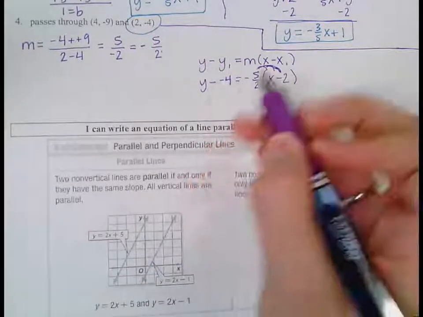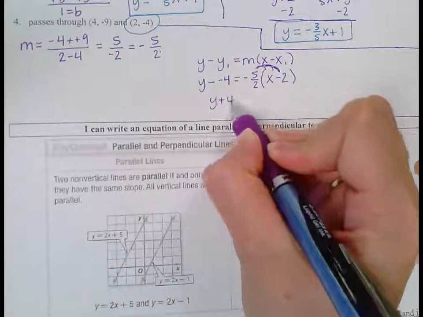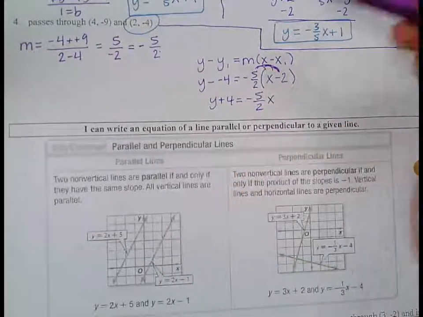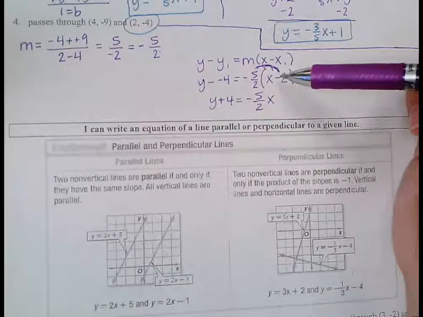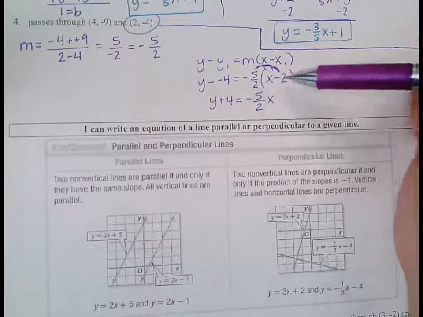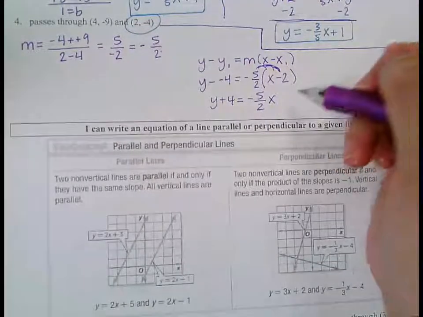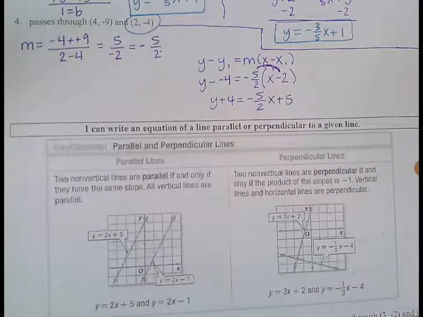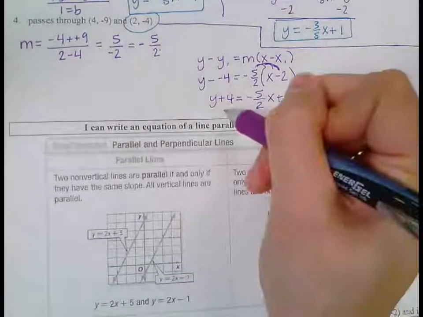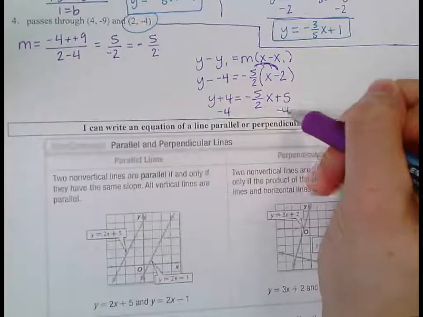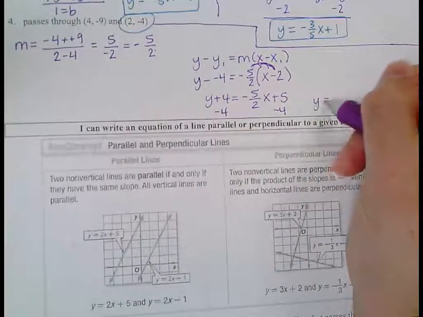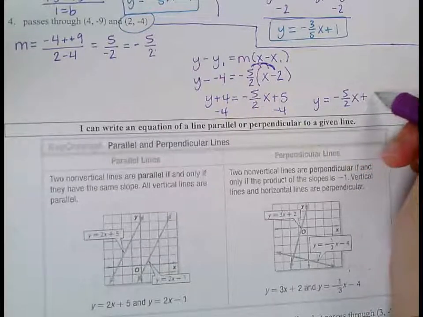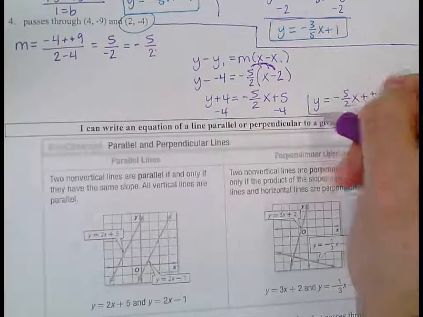I am going to change the left side to y plus 4 equals negative 5 halves x. Negative 5 over 2 times a minus 2. So again, the 2's are going to cancel out, and so will the negatives. So it's really just plus 5. And then solve for y. Subtract 4 from each side. So y is equal to negative 5 halves x plus 5 minus 4 is 1.